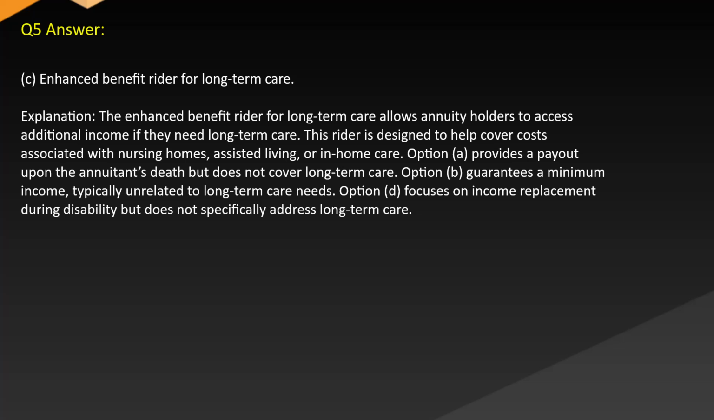Option A provides a payout upon the annuitant's death but does not cover long-term care. Option B guarantees a minimum income, typically unrelated to long-term care needs. Option D focuses on income replacement during disability but does not specifically address long-term care.